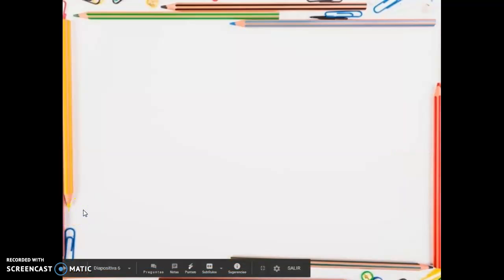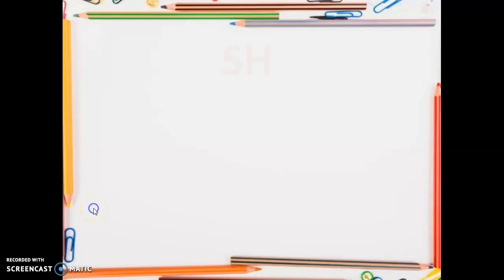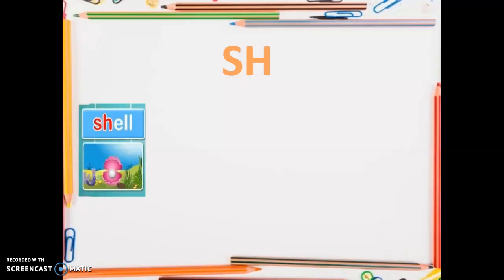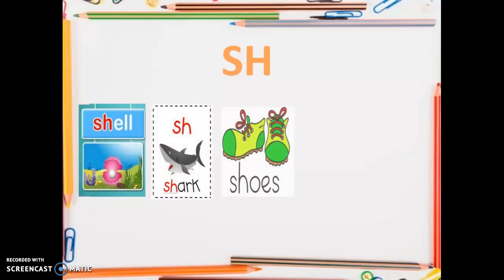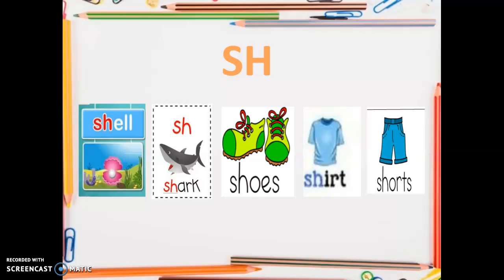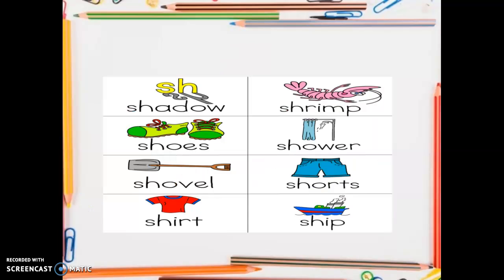Okay, so now we are going to study the sound sh. For example, we have shell, shark, shoes, shirt, shorts. More examples: shadow, shrimp, shoes, shower, show, short, shirt, and ship.